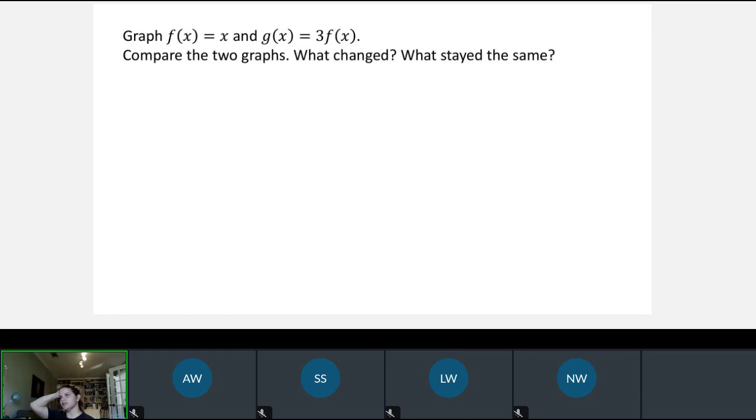Okay, let's take a look at these two. Tell me in the room chat, what has changed between these two graphs? So we've got f of x equals x. This is our parent function. And then we've got g of x, which is 3 times x. So what has changed?